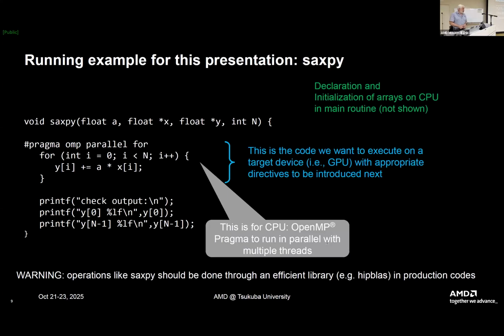This is CPU code. So we're just going to have this OMP parallel for, and that's going to run it on the CPU by threading that loop across multiple threads.